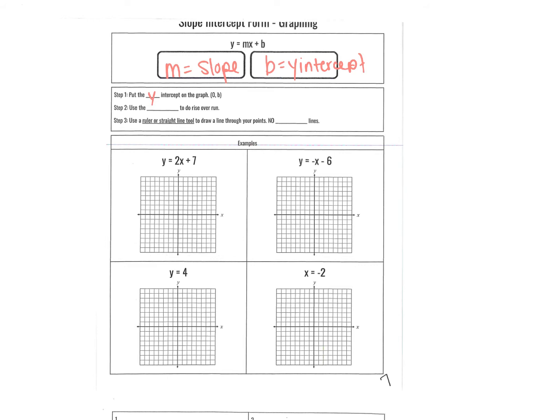Then step 2 says use the slope to do rise over run. Remembering that rise is your up and down, and run is your left and right. Up and right are positive, and down and left are negative. Then you're going to use a ruler or straight tool to draw the line through the points. There should be no curved lines. None, guys. This is important.